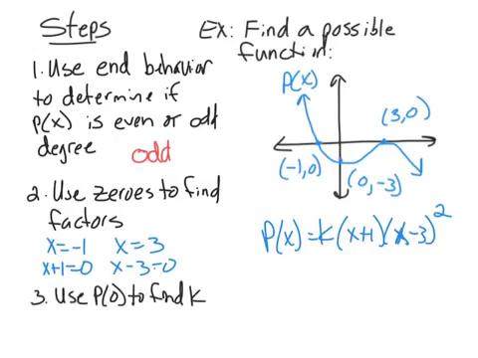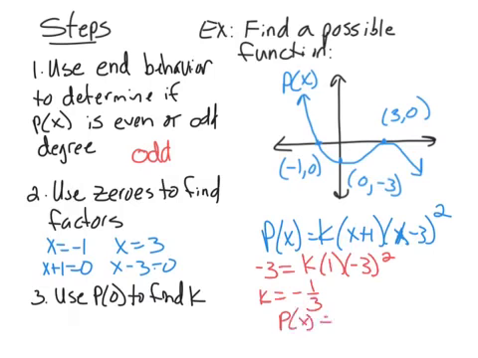So in this example, p of 0 is -3. That means -3 is going to be over here when my x values are 0. So this is k times 1 times -3 squared. -3 squared is 9, and you would divide that, and k ends up being -1/3. So my final answer is going to be p of x is -1/3 times x plus 1 times x minus 3 quantity squared. That is a possible function to match that graph.